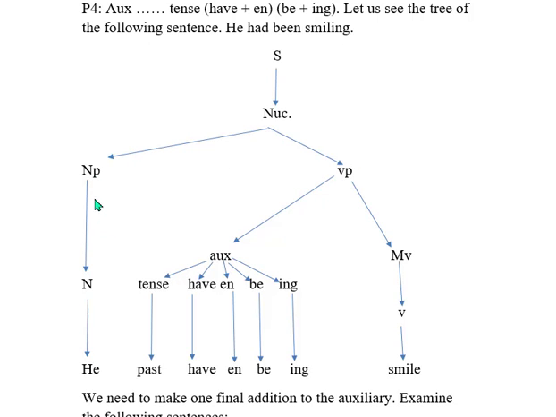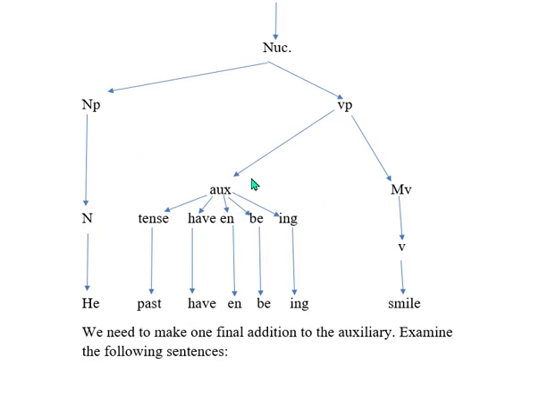Noun phrase goes to noun, and verb phrase goes to some combinations. And in the verb phrase, there is a main verb. Let us see these combinations in the verb phrase. In the verb phrase, there is auxiliary, tense, have, and en as suffix in the verb, and be and ing as suffix also.